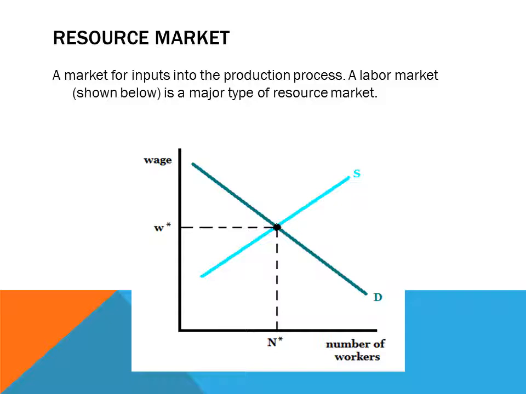So we can see at the intersection of supply and demand, we have equilibrium at W star and N star, which is the number of workers. In this market, the wage rate is such that the quantity of workers supplied equals the quantity of workers demanded by domestic firms.